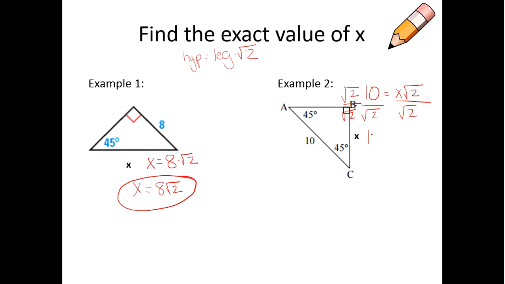So I'm going to get 10 square roots of 2 on top over square root of 2 times the square root of 2 is 2, right? Because it'd be square root of 4, which is 2. 10 over 2. Let's simplify that. So we're going to get 5 square roots of 2 for my x.